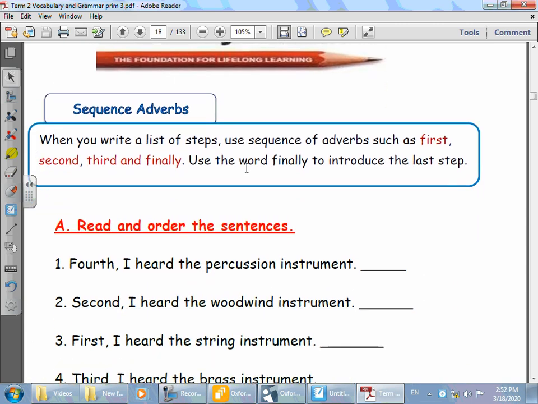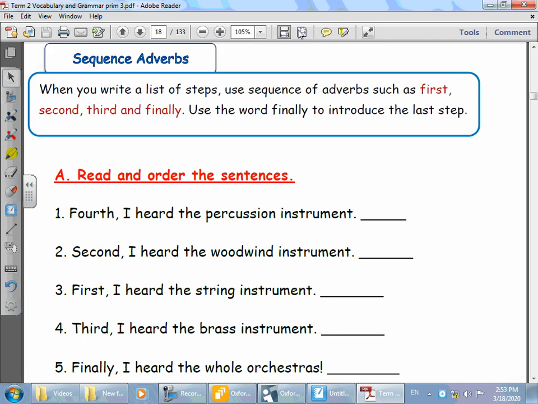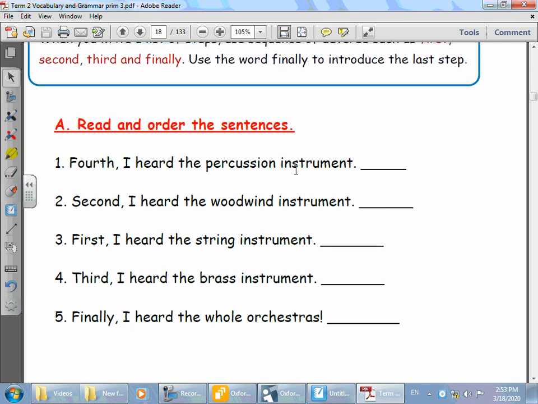Okay. Next. The sequence adverbs. When you write a list of steps, use sequence adverbs such as first, second, third, and finally. So we must use some adverbs that tell us what happened first, what happened second, third, fourth, fifth, and the last thing we say finally. Okay, it's very easy. Now here, use the word finally to introduce the last step. So the last step we say finally.